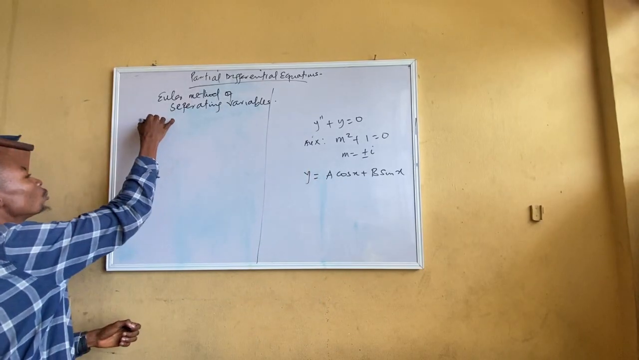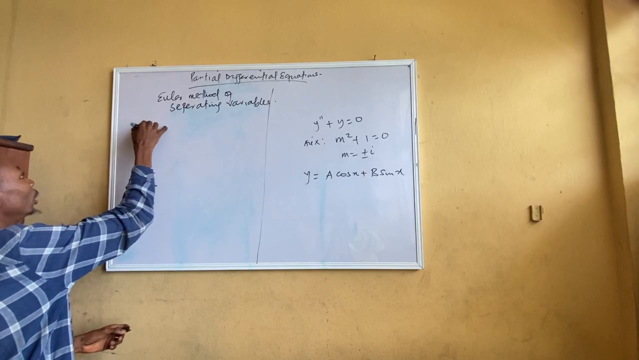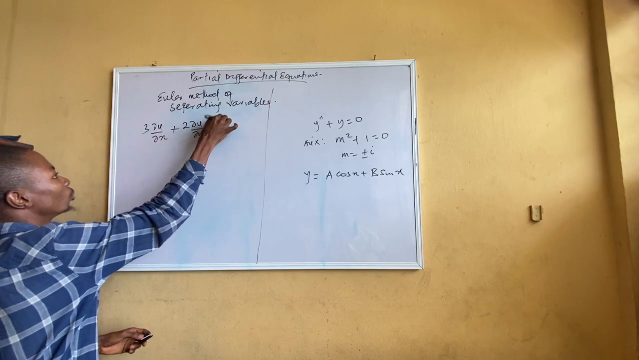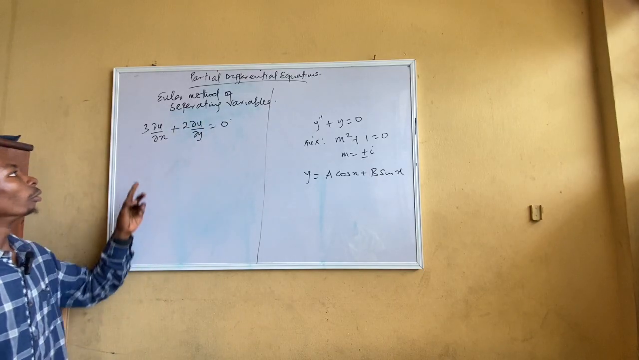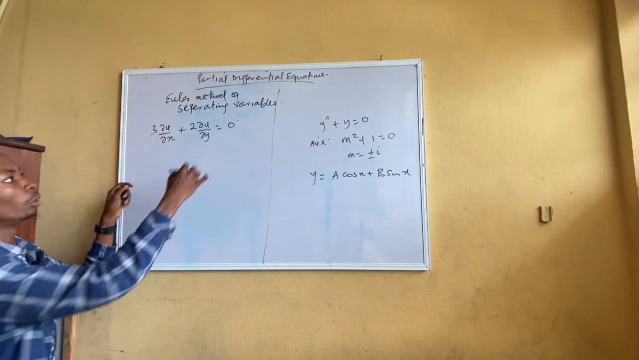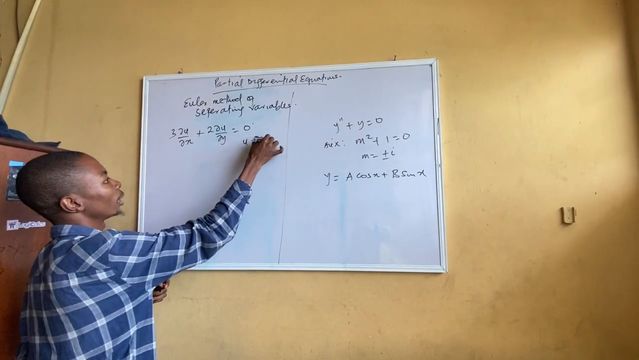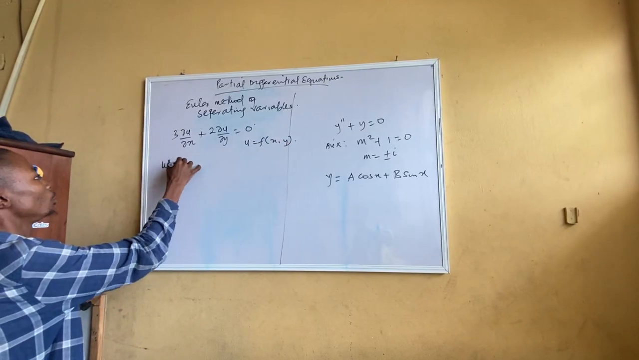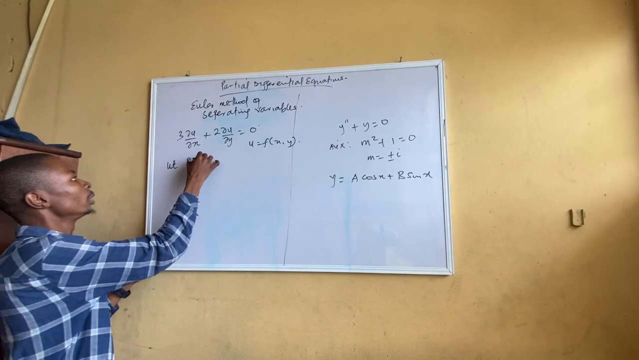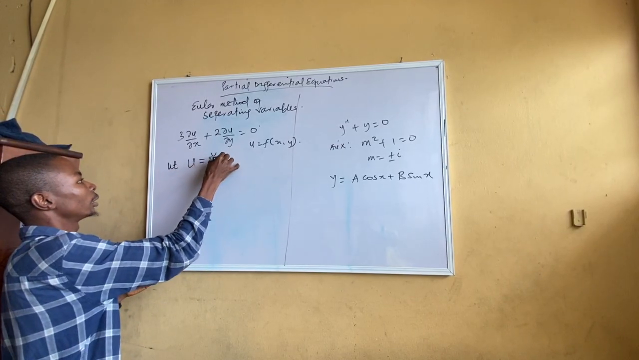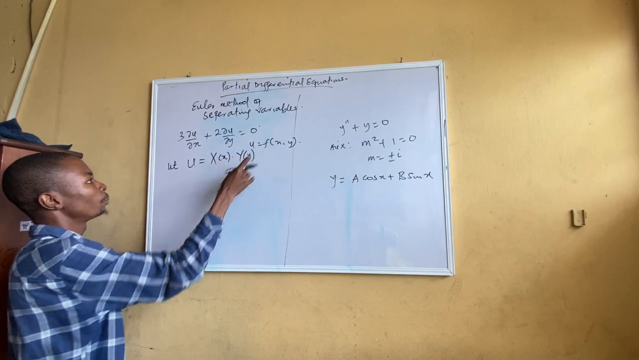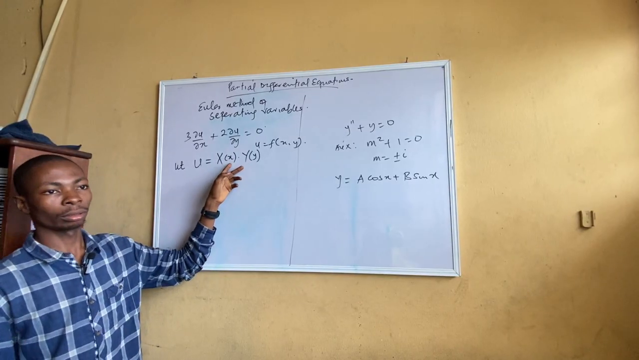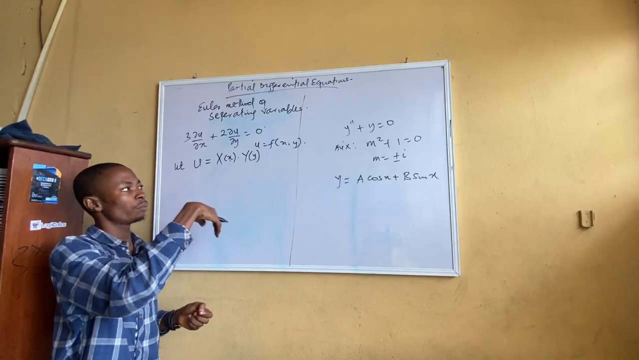So suppose we have the differential equation 3 du/dx plus 2 du/dy equals 0. You know that u is a function of x and y, right? The solution we are going to make is that we say let u, the solution, be the product of a function of x and a function of y. Let u equals X, where that X is a function of x and that big Y is also a function of y.